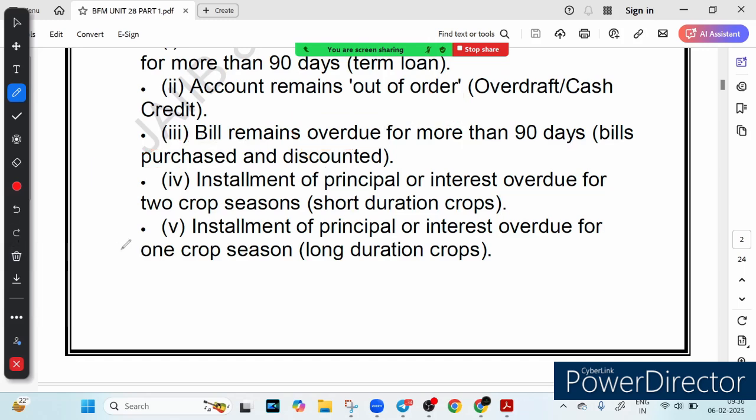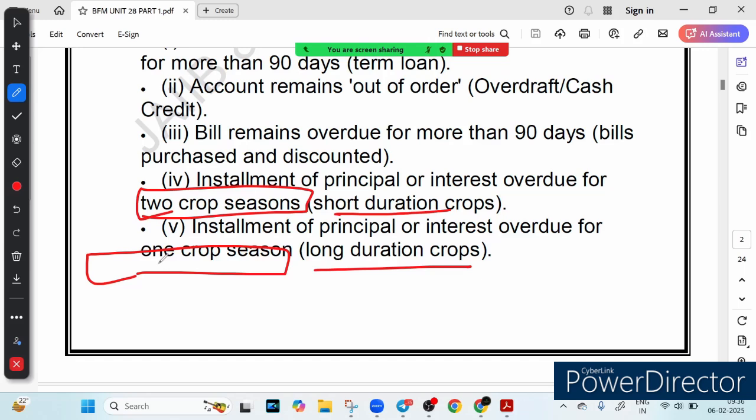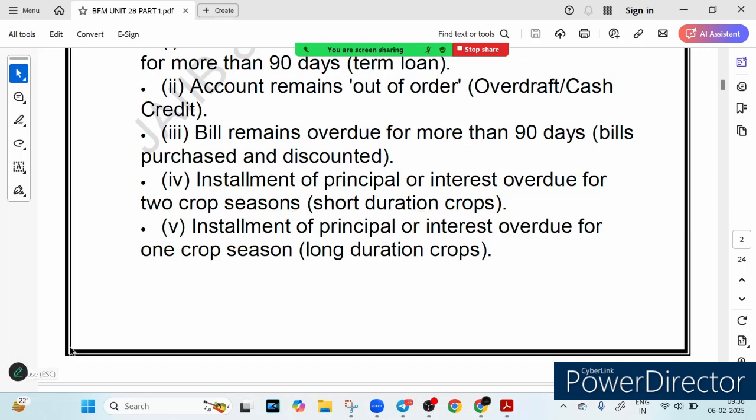The fourth case is for farm loan. The rule is different depending on whether the crop is short duration or long duration. If it is a short duration crop, repayment should not be overdue for more than 2 crop seasons. You can see clearly written 2 crop seasons. And if it is a long duration crop, the repayment should not be overdue for more than 1 crop season. So this is the rule you have to remember. So we have talked about CC, bill, and also term loan, and what the conditions are for these loans to become NPA.